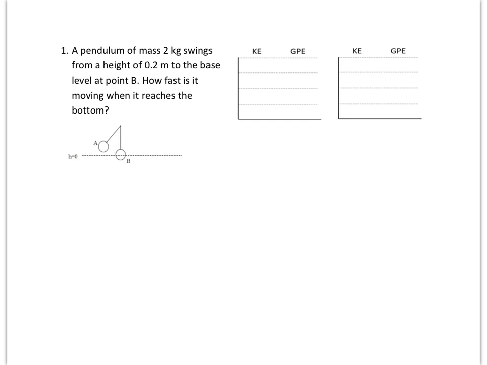So let's make our energy bar charts. You already know what these look like because I did them with the examples for energy bar charts. You start with no kinetic energy and all gravitational potential energy. When it gets to the base level, it's moving, but no longer has height. So we have all kinetic energy. This is A, and this is B.